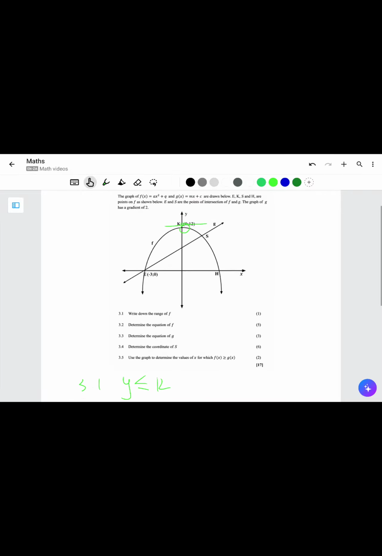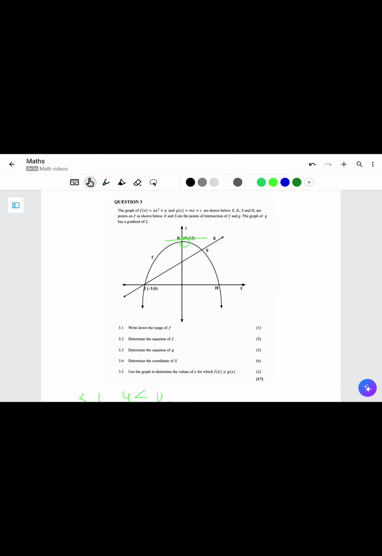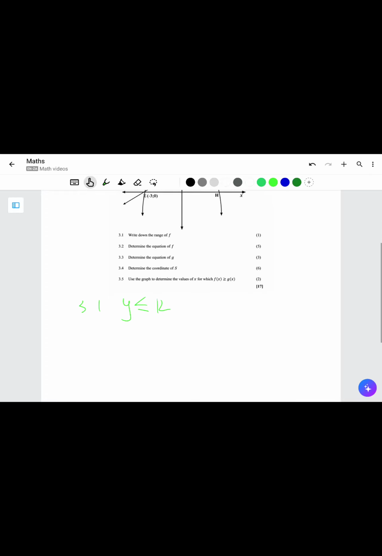So again, let's look at the facts here. We have a point on f, that point is K. We also have another point which is E. Right, so we can go ahead and find this. The first one we can look at is finding our q value. Okay, so how do we do that?